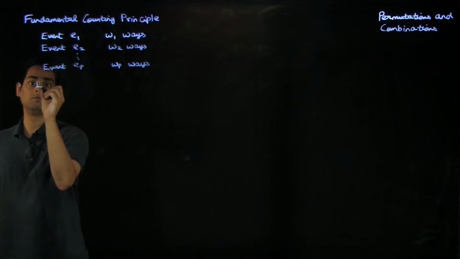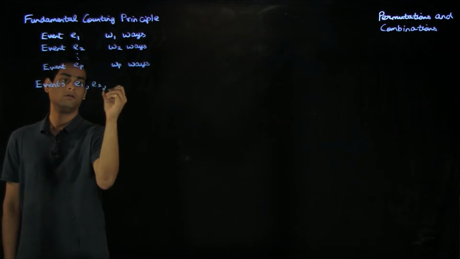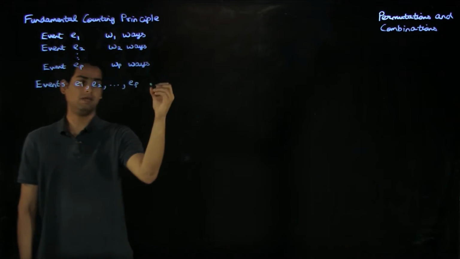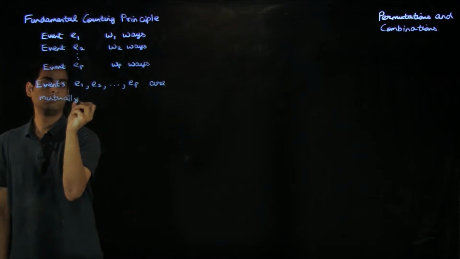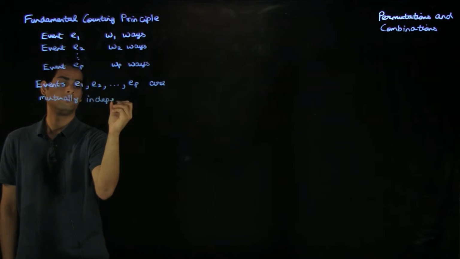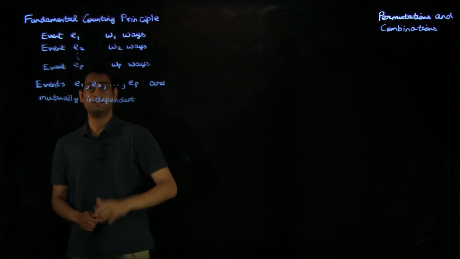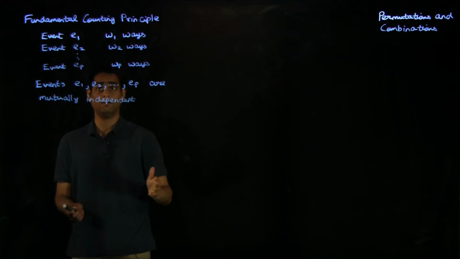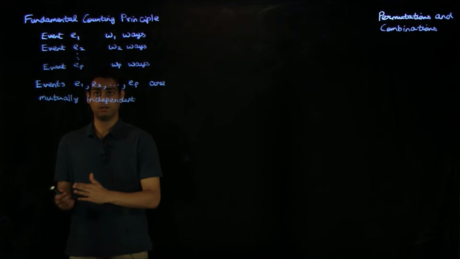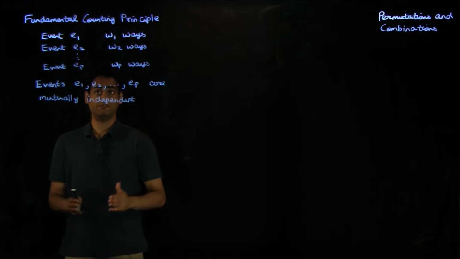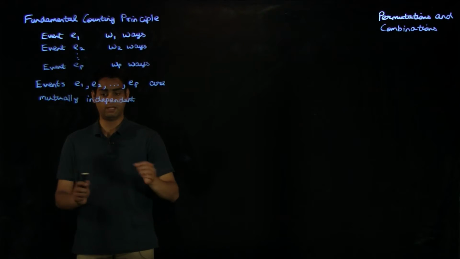We assume that events E1, E2, and so on to EP are mutually independent. And what this means is the number of ways in which event E1 can occur is independent of the number of ways in which events E2 to EP can occur, and the number of ways in which event E2 can occur is independent from the number of ways in which events E1 till EP excluding E2 can occur, and so on. So they don't affect each other.